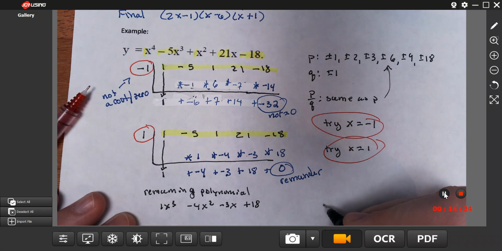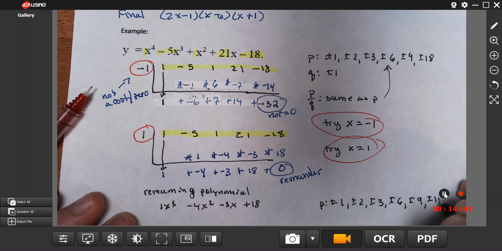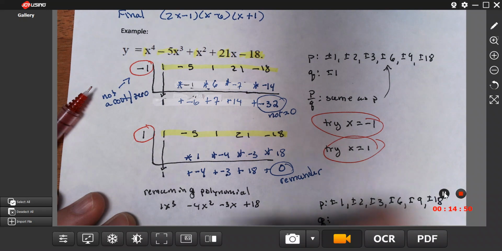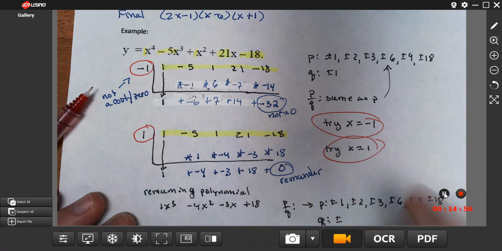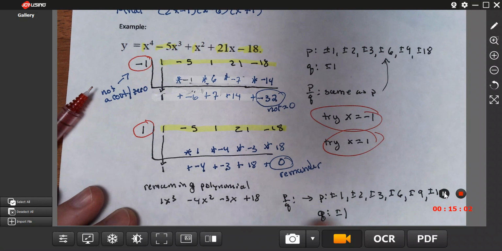So we might have to make a new list of p's and q's. So p is all the possible factors of the constant term. Notice it's the same as our previous list. Plus or minus 1, plus or minus 2, plus or minus 3, plus or minus 6, plus or minus 9, and plus or minus 18. So that's the p's. And the q's are plus or minus 1. So this is actually the p over q possible list, because dividing by 1 gives me all the same values again. So we're going to do this again to try to factor this cubic some more.